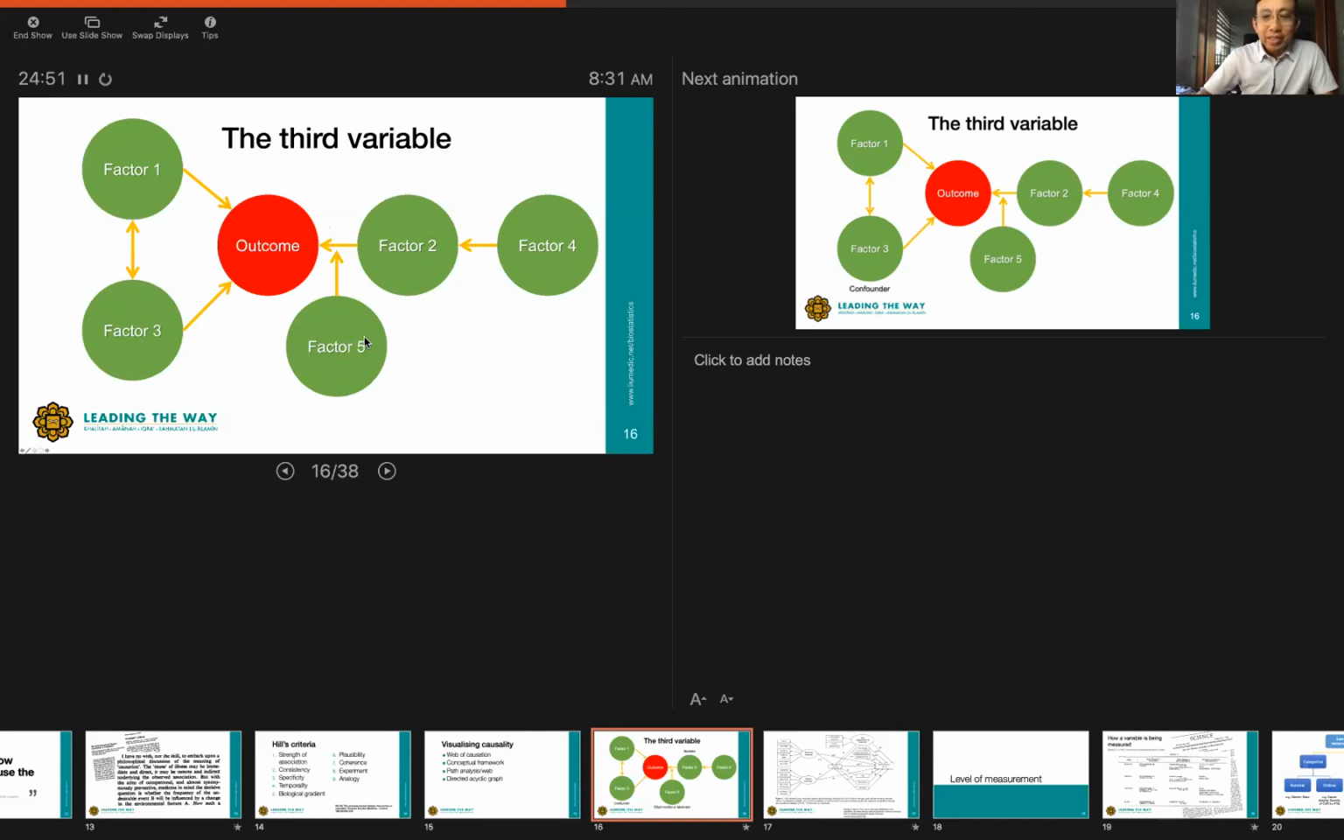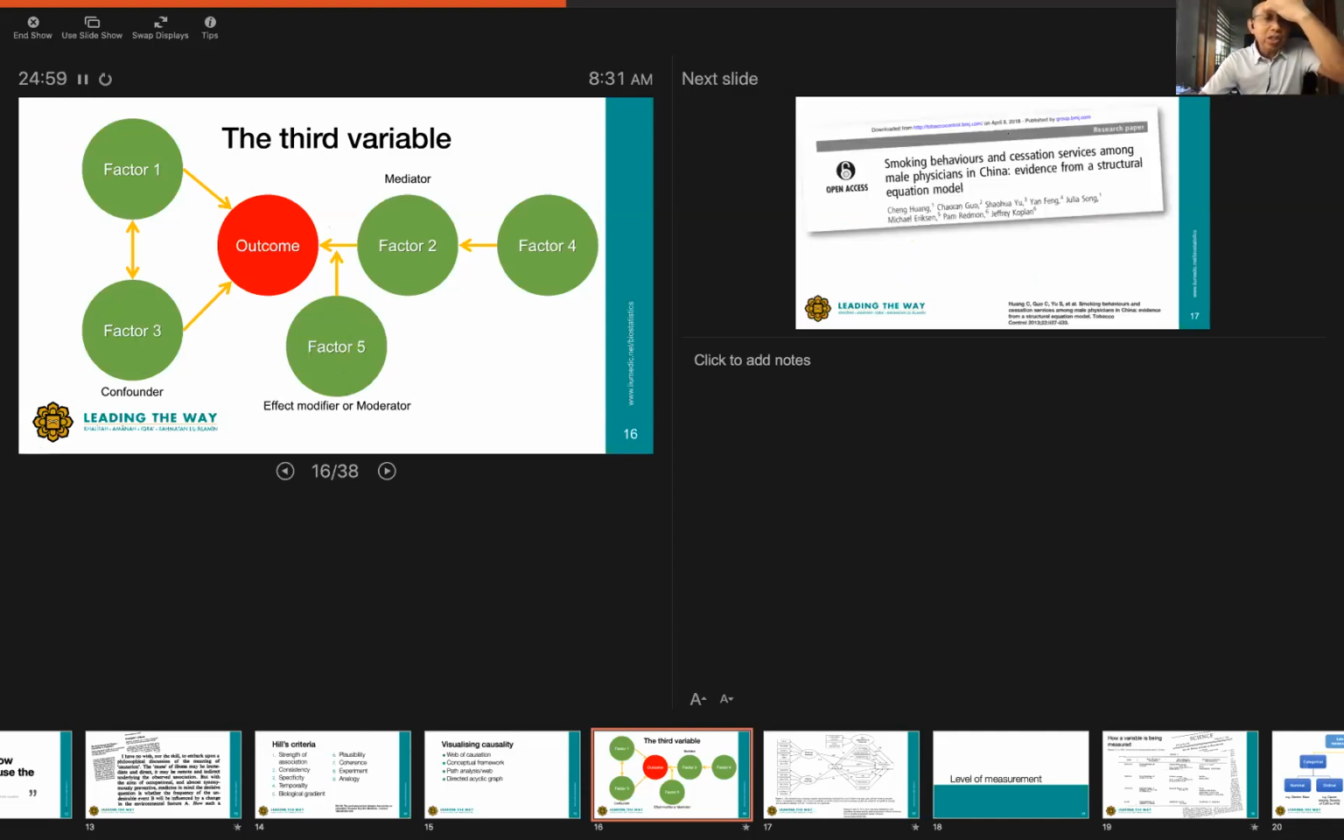So, this is what we call confounder. This is what we call mediator. And this is what we call moderator or effect modifier. Or another one we call interaction. So this is confounder, this is mediator, this is moderator, effect modifier or interaction. Ada banyak nama sini. So inilah kita panggil orang ketiga. Third variable, the third variable.